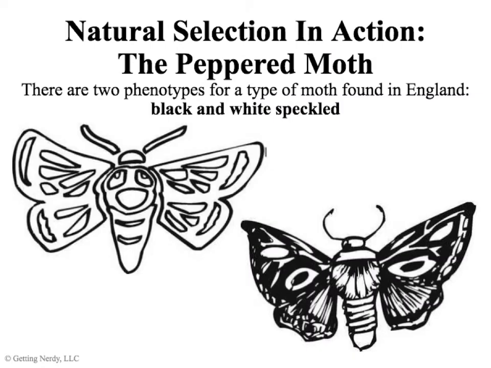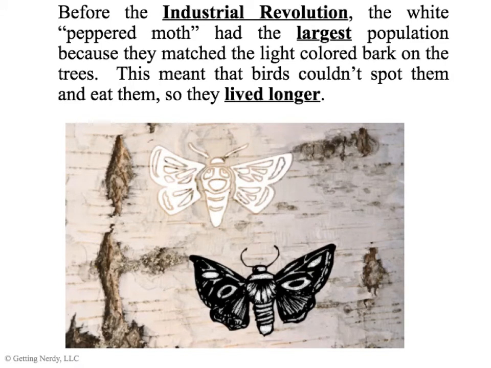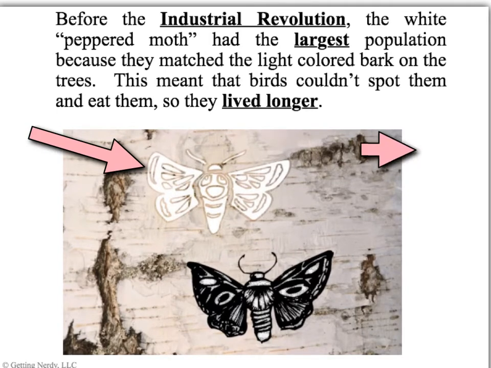So there are two phenotypes. Remember, phenotype being that which we see, the traits that are seen, found in England, black and white speckled. You see just a drawing of them here. Before the Industrial Revolution, the white peppered moth, shown here, had the largest population because they matched the light-colored bark on the trees. This meant that the birds couldn't spot them, and so they lived longer. The birds would thus eat the black peppered moths because they could see them better.